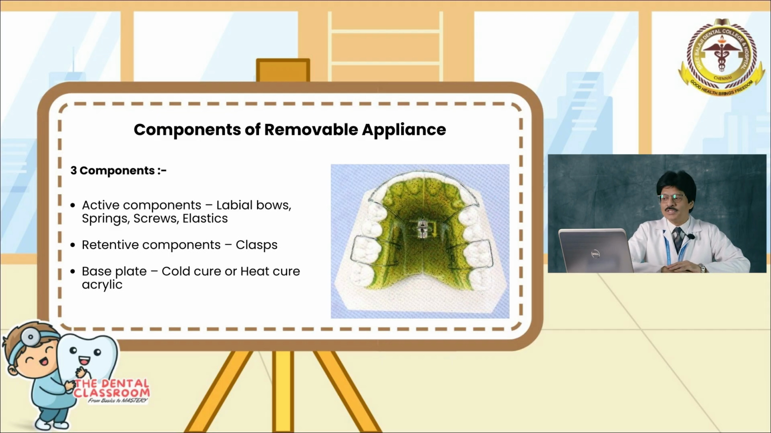So what are the components of a removable appliance? We have three components, namely active components such as the labial bows, springs, screws, elastics. We have the retentive components, which are the different types of clasps. And then we have the base plate made up of cold cure or heat cure acrylic, which houses the active and the retentive components.